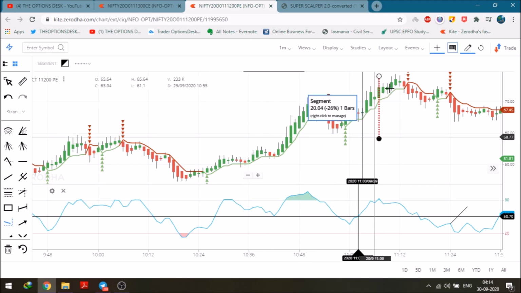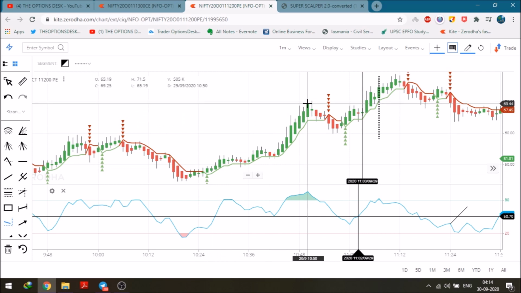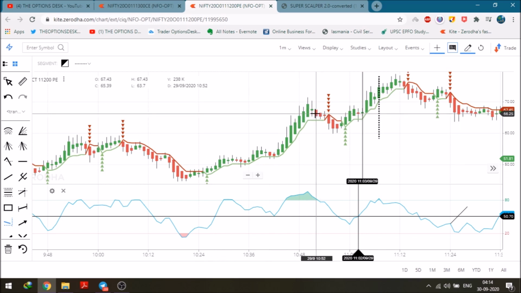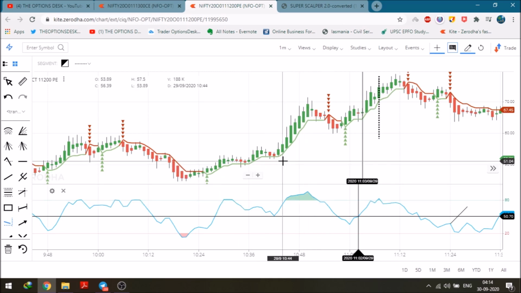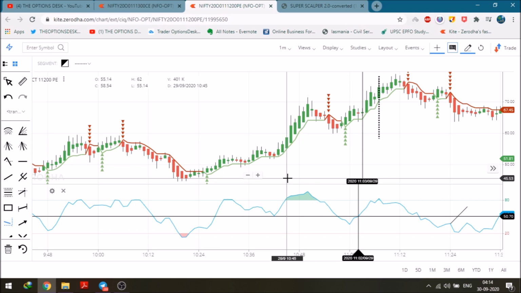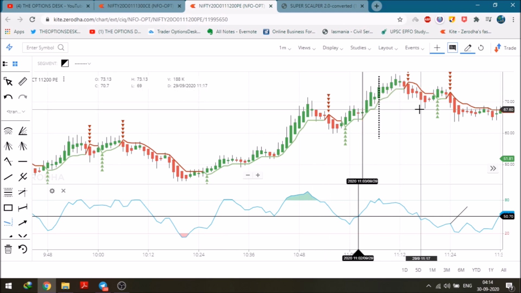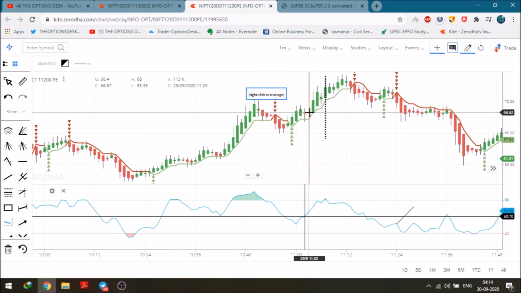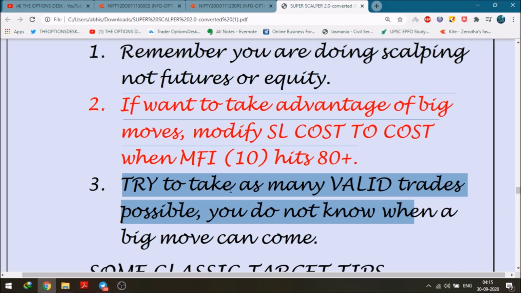I again took an entry at this particular point. I had bought at 66 and was already trading this. I exited somewhere around this point when I got a triple red candle. Firstly it hit 80, and I modified my stop loss to cost because it kept on going. It hit 80 again and I moved my stop loss to the upper end, at this particular point. It went to this price and I booked my profit. That is totally fine. Then I again took an entry at a costlier value, but the signal was giving me a buy, so I took it. Try to take as many valid trades as possible. You do not know when a big move can come.